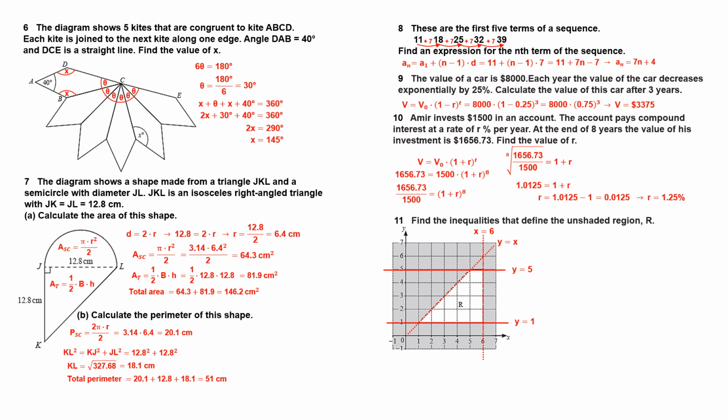On the graph, you can see that y must be between 1 and 5. You must use the less than or equal to sign because a solid line indicates that the line is included in the region. x must be less than 6. A dotted line indicates that the line is not included in the region.